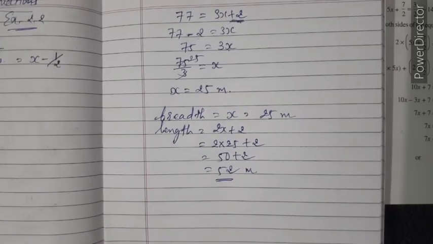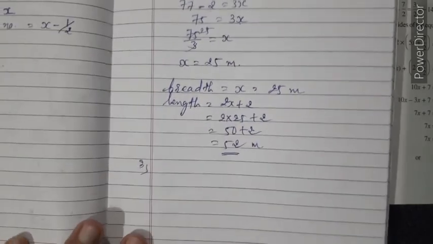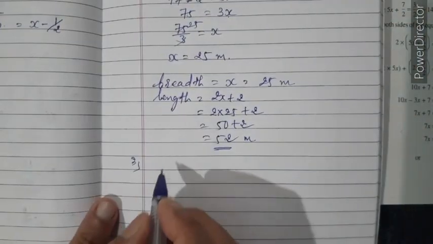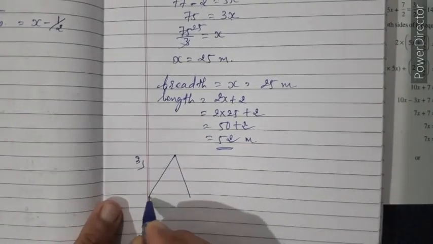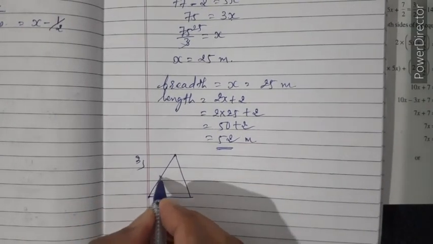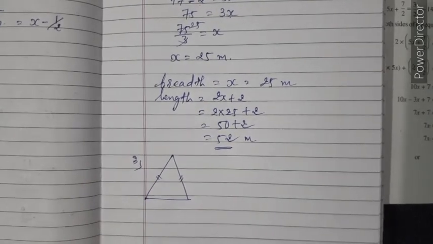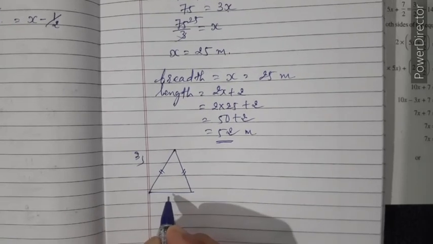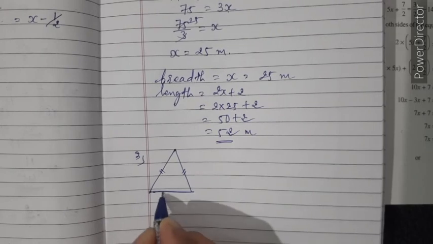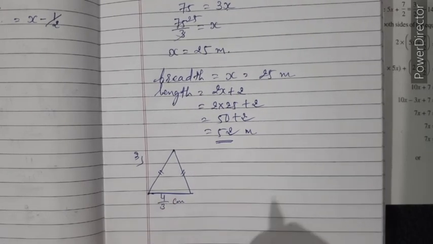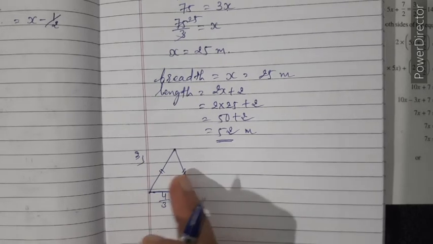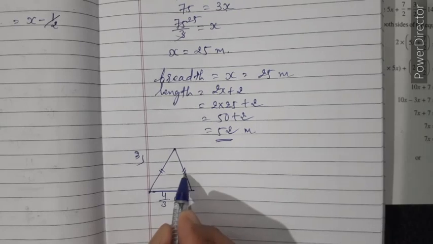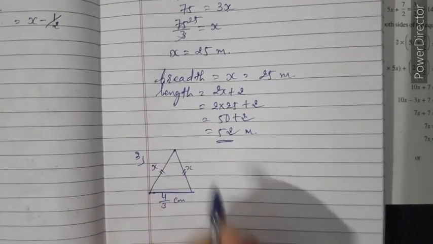Question number 3. Look, the base of an isosceles triangle. Okay, isosceles means a triangle whose two sides are equal. This type of triangle is there, and these two sides are equal. That is called isosceles. Now, the base is given, means this one is the base. So 4 divided by 3 centimeter is given, and the measurement of the remaining two sides is not given, but they are equal because it is isosceles. Suppose that is x.